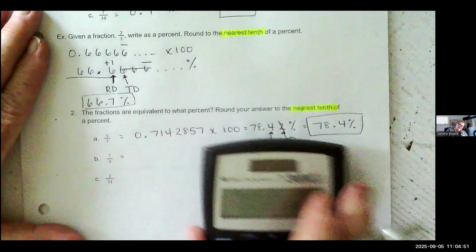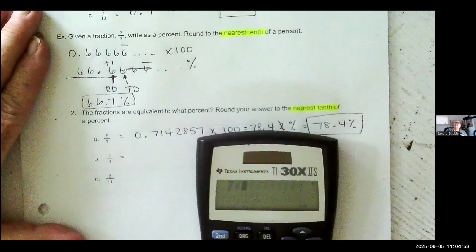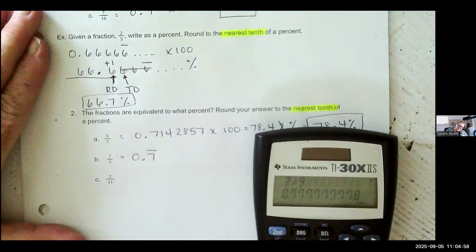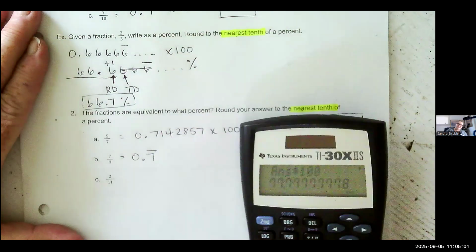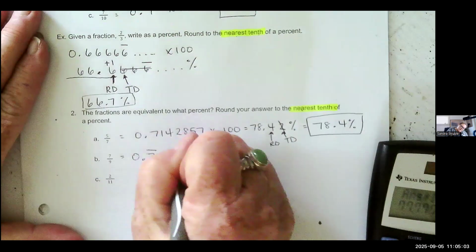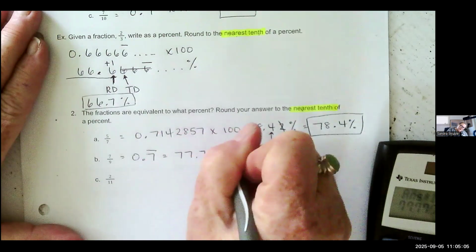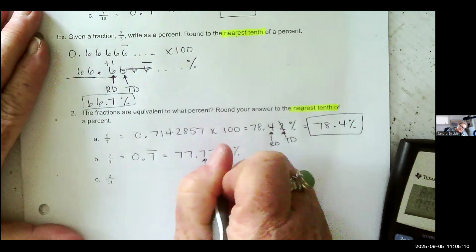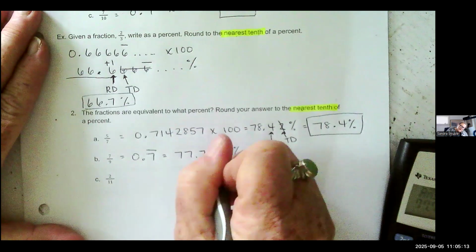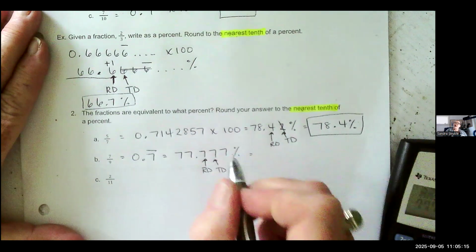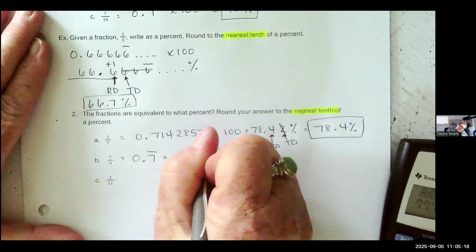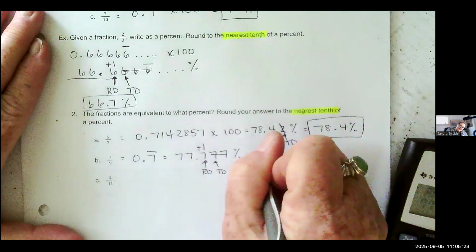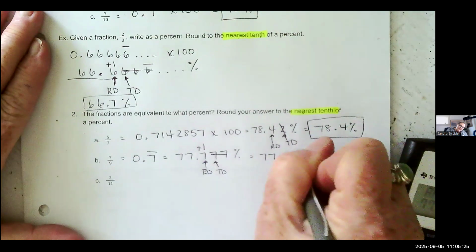All right, 7/9. 0.7 continuous. Make that a percent by multiplying by 100, and I got 77.77%. All right, now we need to round. So here's my rounding digit. Here's my test digit. My test digit is greater than 5, so I need to add 1 to my rounding digit, and the other digits to the right will go away. So that's 77.8%.